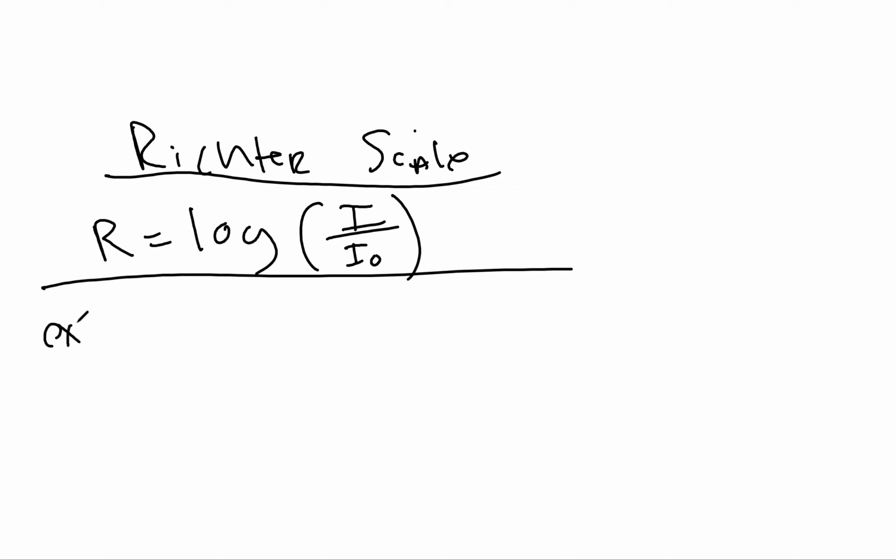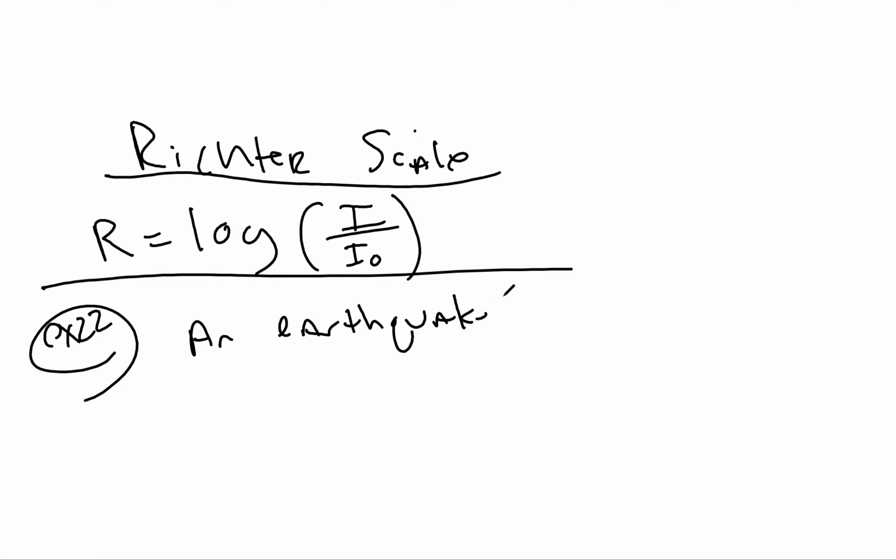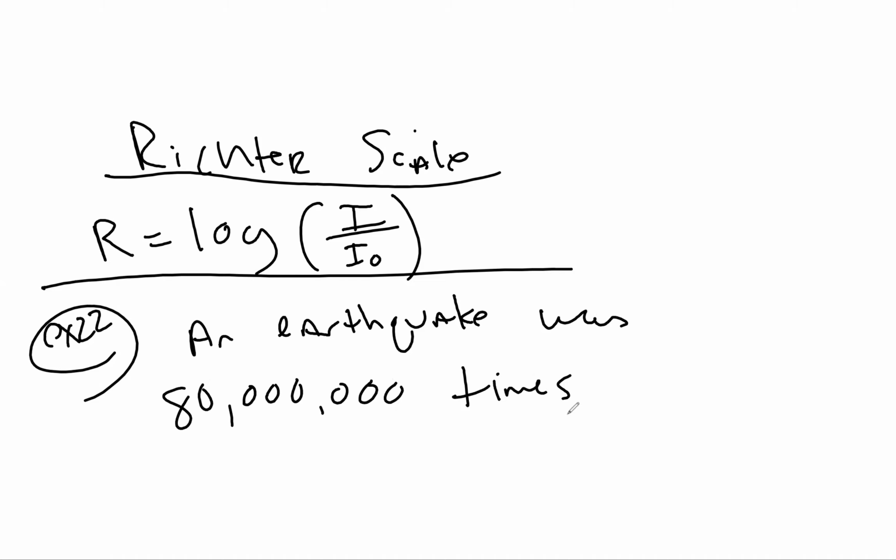So here's the problem, example number 22. Say an earthquake was 80 million times as intense as a level 0. I don't mean multiplication, I mean like 4 times as much money or something like that. The question is, what's the Richter?